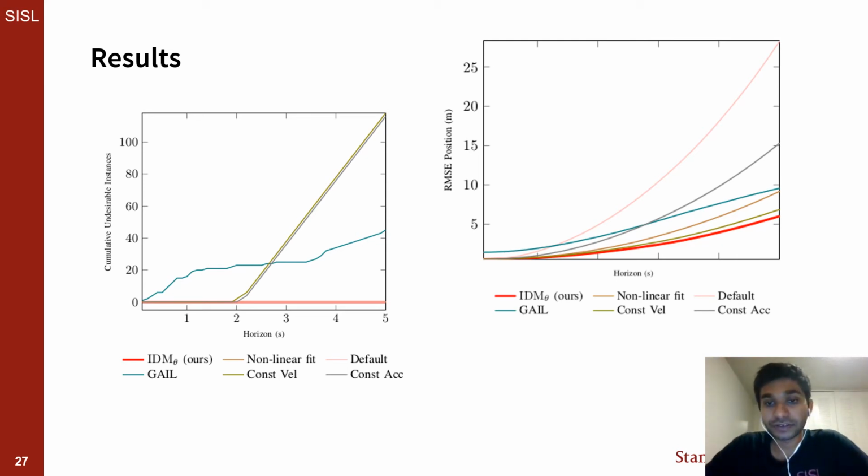The picture on the right shows the imitation performance, where again I'm presenting the root mean square error between the rollouts and the ground truth demonstrations. Here we see that the IDM sub theta, which is our particle filtering based method, shows the lowest value of RMSE, proving that it is the most faithful to the demonstration data.